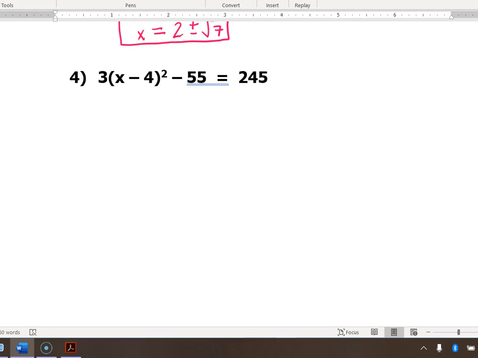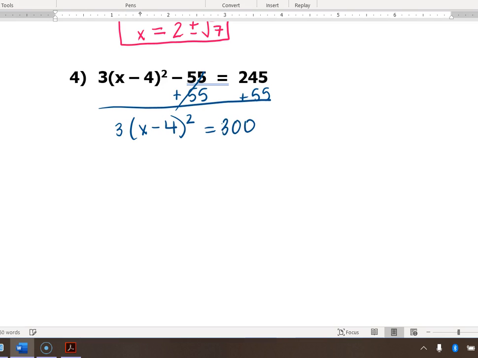We'll do my last one here together, number 4. Same ideas. My first step being I want to isolate whatever is squared. So I'm going to do what I can to get that quantity of x minus 4 squared by itself. So first thing I'll do, start to work from the outside in. I will have to add 55 to both sides. So that leaves me with 3 times the quantity of x minus 4 squared. The 55s will cancel. 245 plus 55 gives me 300.